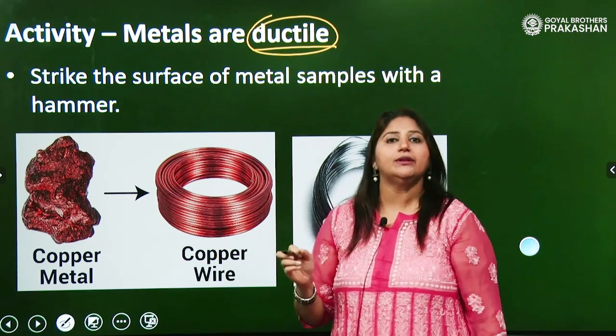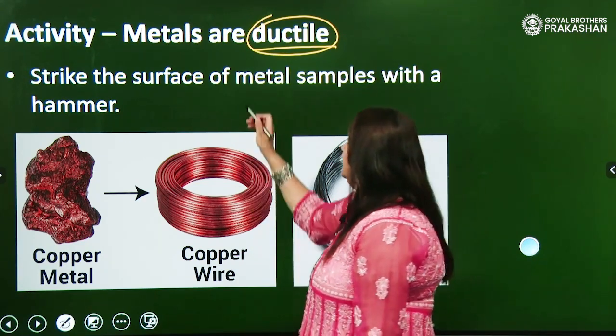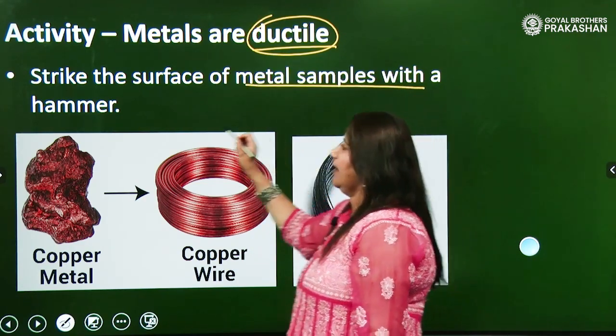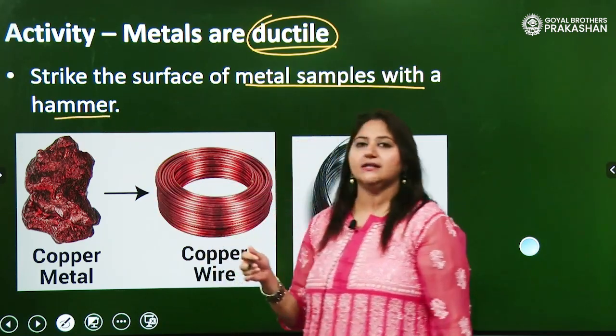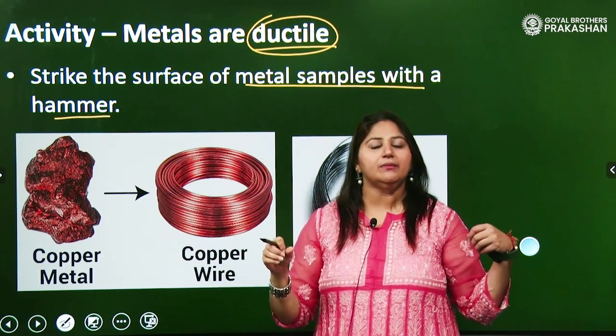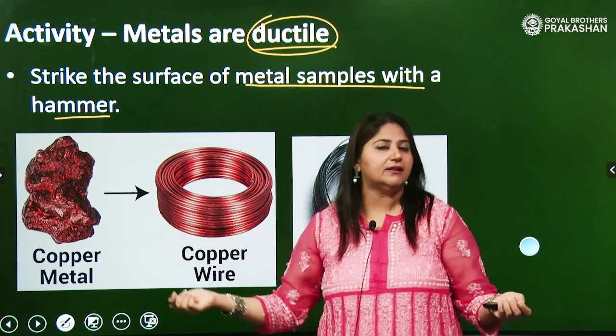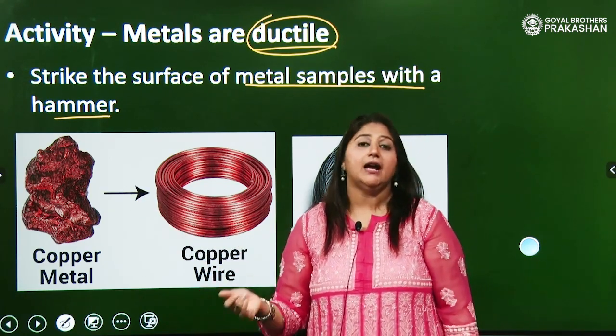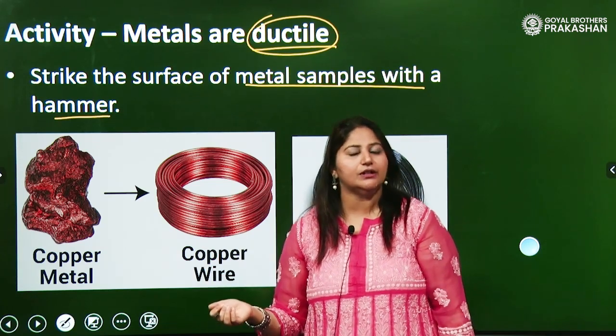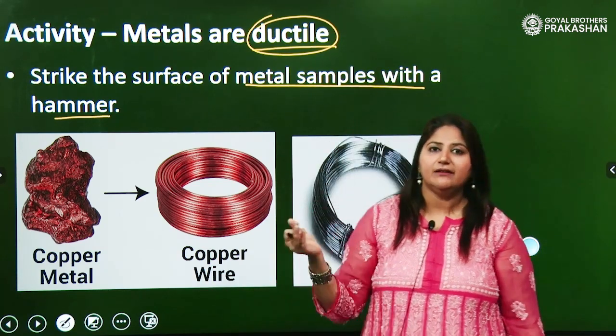So what do you have to do in this activity? Strike the surface of the metal samples with a hammer, or put it through a machine where it will be molded into a wire. This is just the process that you have to do, and you will find that they can easily be converted into thin wire.